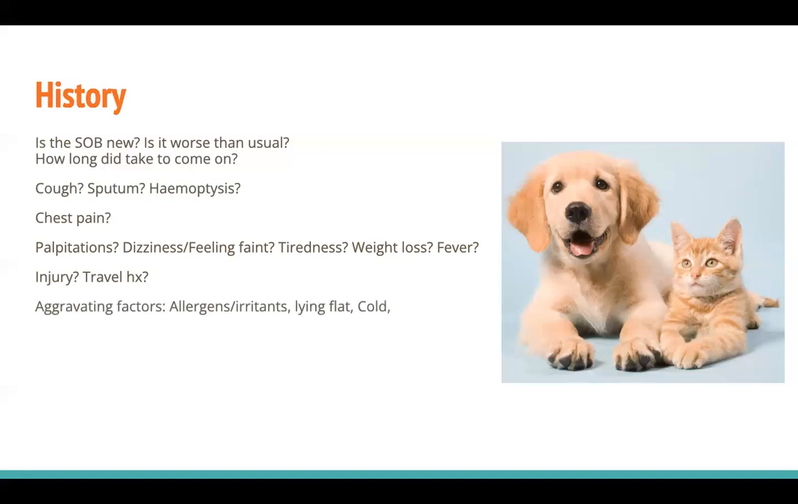Try and work out what the aggravating factors are. So are there any allergens or irritants, for example, dust mites, paint, pet dander, that might be causing their shortness of breath to be worse? Have they noticed that lying flat makes it worse? Or perhaps their shortness of breath comes on at night time or with cold weather, again keeping them in line with either heart failure or asthma.